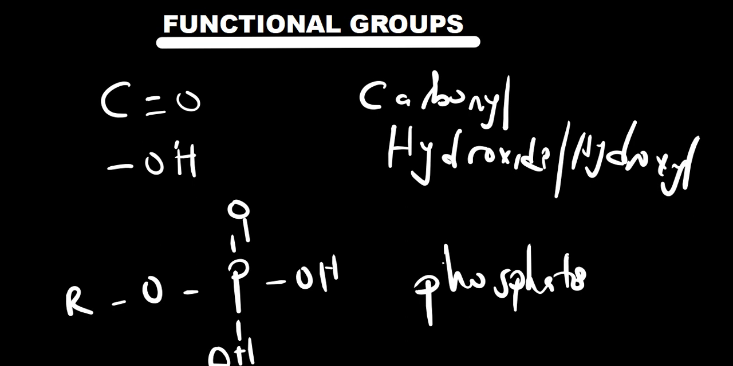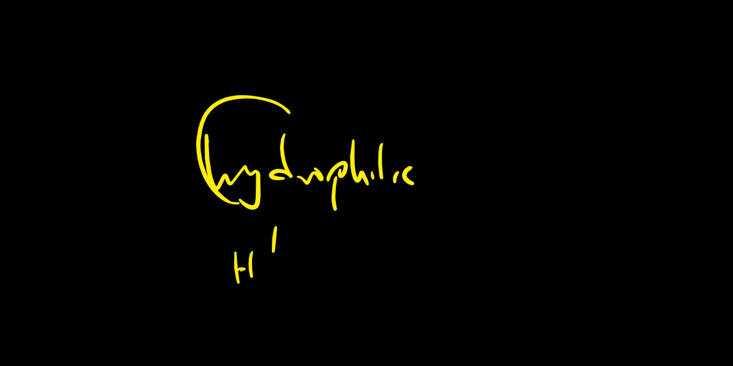Okay. Now you should note that all the functional groups that end in OH, or that have this OH functional group, they are hydrophilic. Hydrophilic: hydro just means water, philic just means to love. So they are hydrophilic, they are water loving. That's what we're talking about.